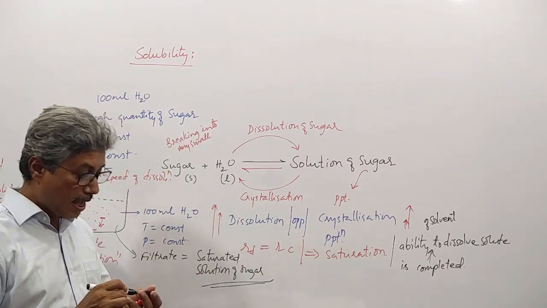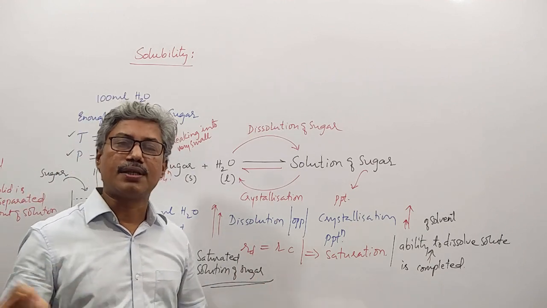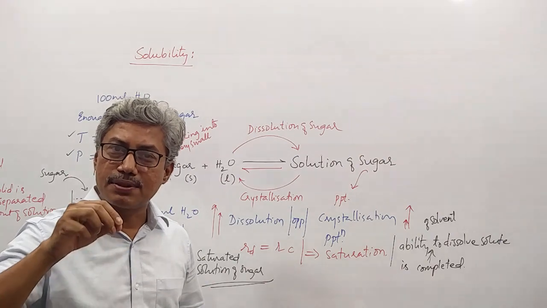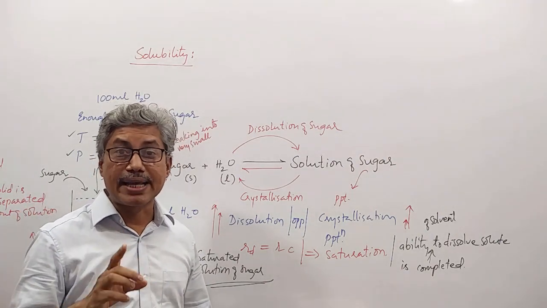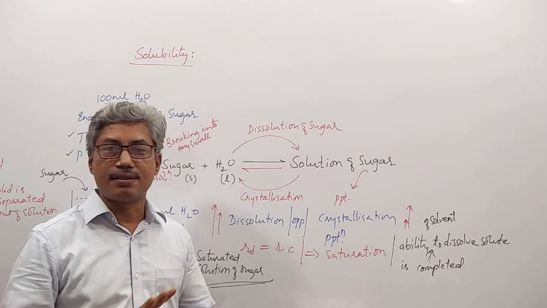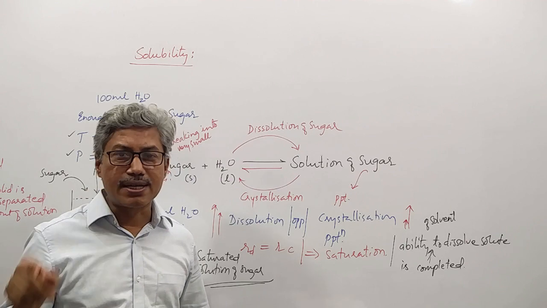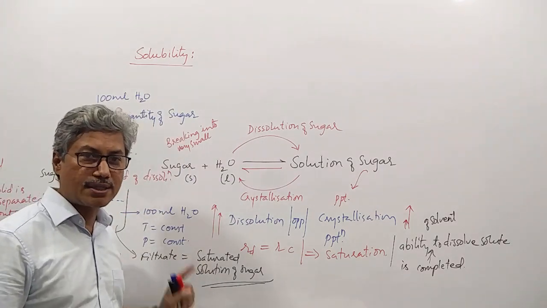Is it clear, students? How have you got a saturated solution? You have taken some quantity of water, to that you have added some quantity of sugar, stirred it, and dissolved. This step is repeated till a further quantity of sugar, upon adding and stirring vigorously, will never dissolve. Then you filter this, and the filtrate obtained is called a saturated solution.